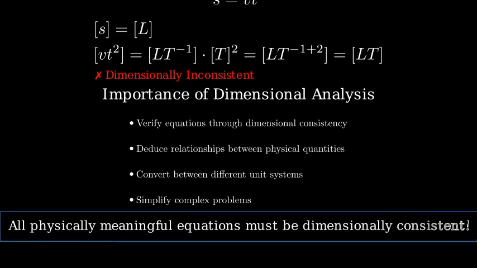Remember, any physically meaningful equation must be dimensionally consistent, which means all terms must have the same dimensions. This fundamental principle helps us avoid errors in our physics calculations and can even guide us toward discovering new relationships between physical quantities.